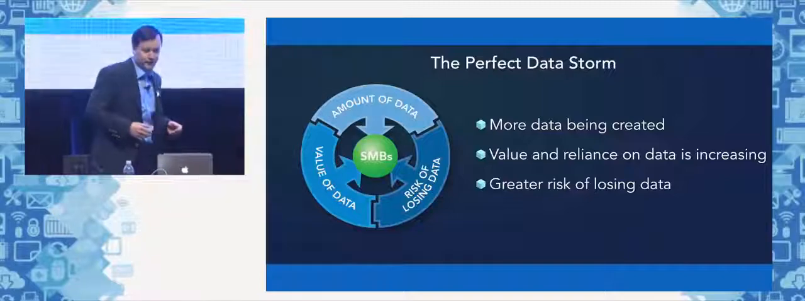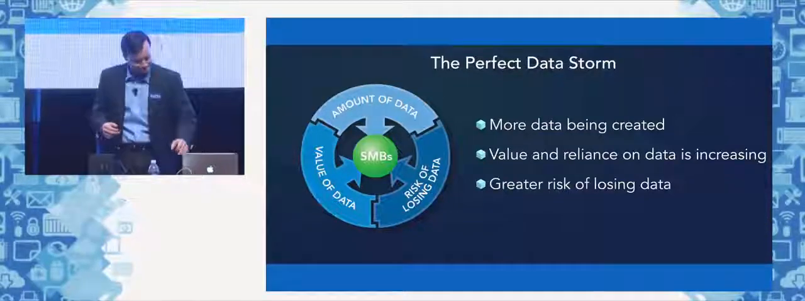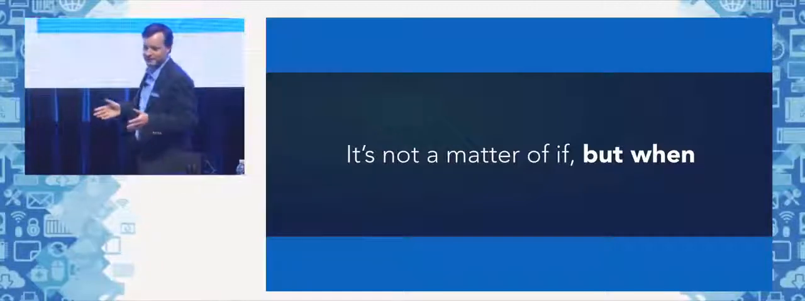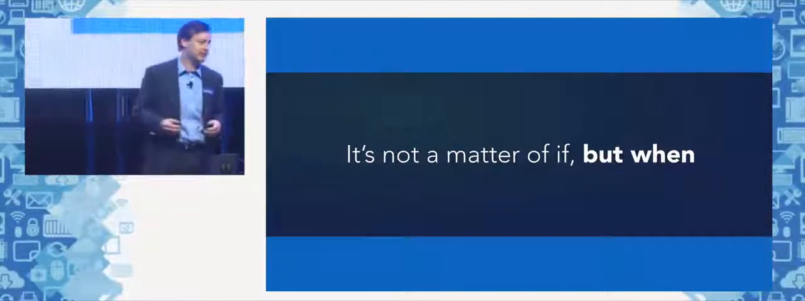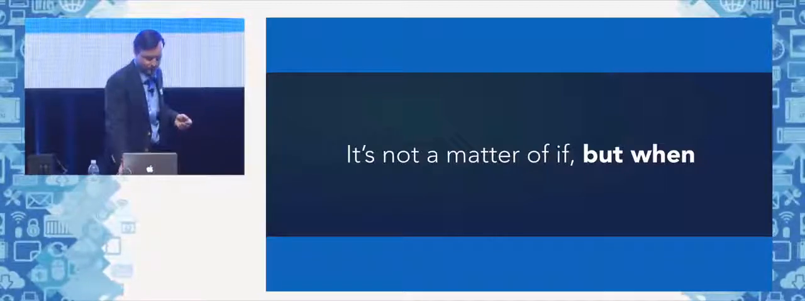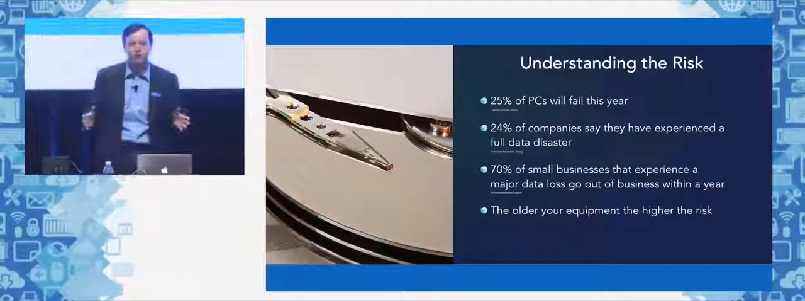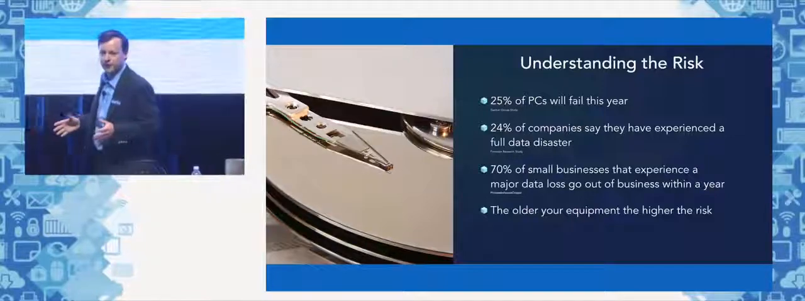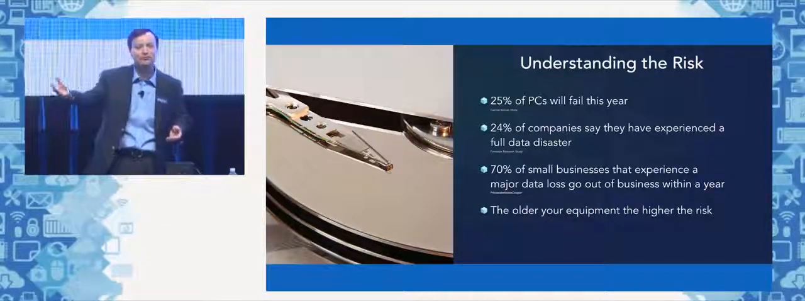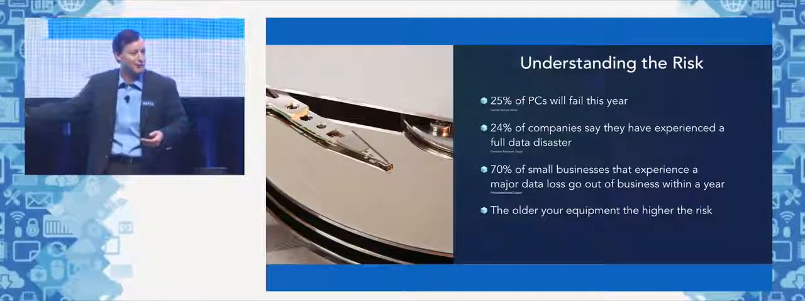And finally, there's a greater risk of losing the data. It's not a matter of if something goes wrong. It's a matter of when something goes wrong. That's a conversation you have to have with business owners, saying that you can't avoid disasters forever. And even if you say, oh, I don't get hurricanes here, or there's no tornadoes here, I'm not even near a volcano, come on.